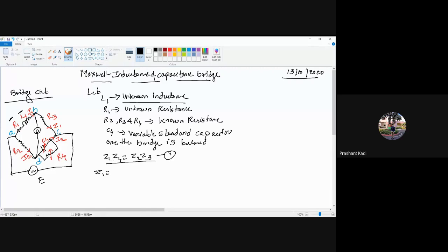Resistance is connected in series with the inductance: R1 plus j omega L1. The first arm impedance is over. So the second arm is Z2. What is the impedance of Z2? R2 only. It is having only resistance, not any inductance or capacitance.